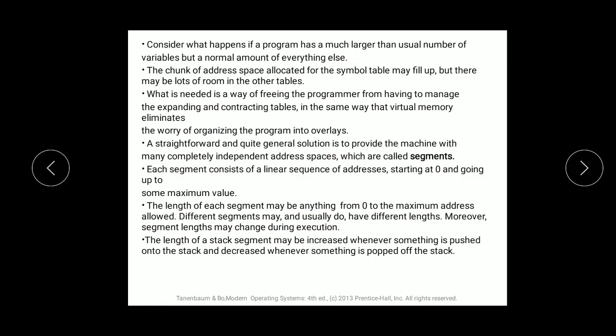A straightforward and quite general solution is to provide the machine with many completely independent address spaces, which are called segments. Giving them a particularly independent address space is one solution, which is called a segment. Each segment consists of a linear sequence of addresses, starting at 0 and going up to some maximum value. So starting from 0, it can be 10, 30, or 50. So a range of values is provided.